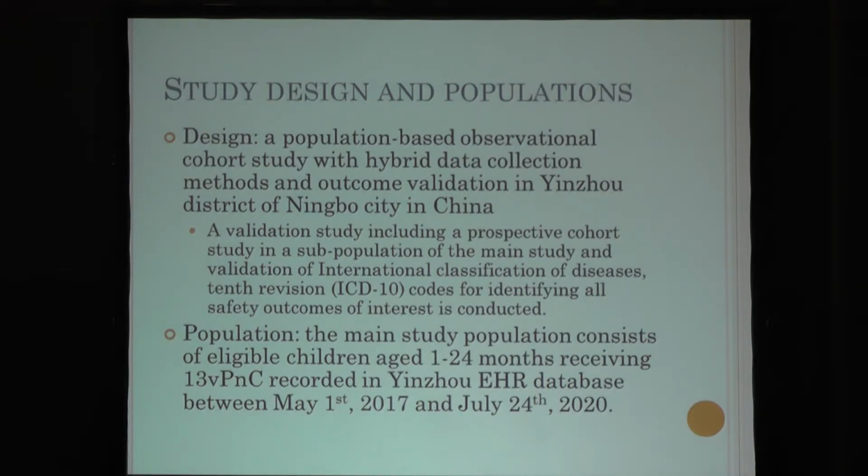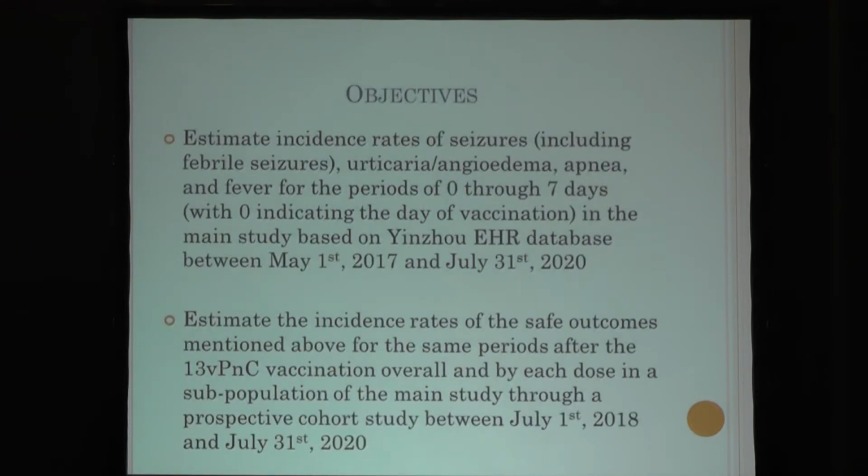The population includes children 1 to 24 months receiving Prevnar 13 in the Yinzhou EHR database between May 1st, 2017 and July 24th, 2020. So the objectives I just listed here, we are interested in the 5 outcomes: febrile seizure, seizure, apnea, urticaria, and fever. The risk period is 0 to 10 days, or 0 to 7 days after vaccination of Prevnar 13.